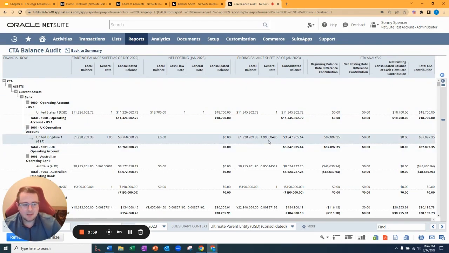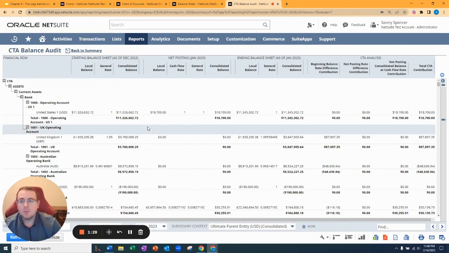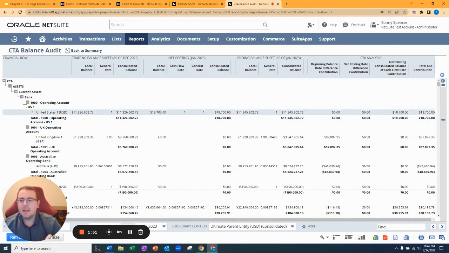And we can see here for this particular account, the general rate type is close to 2 in the ending balance sheet and 1.95 for the opening balance sheet. That lends itself to a beginning balance rate difference of $87,000 US. Moving on to the net posting rate difference contribution. This one is very specific. It's going to look at the net posting section, in particular the local balance, and it's going to multiply that local balance value by the difference between these two exchange rates, the cash flow rate and the general rate.